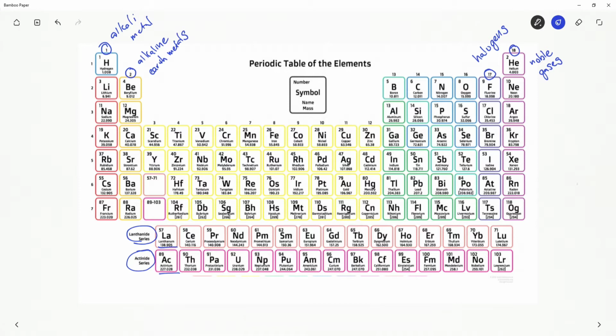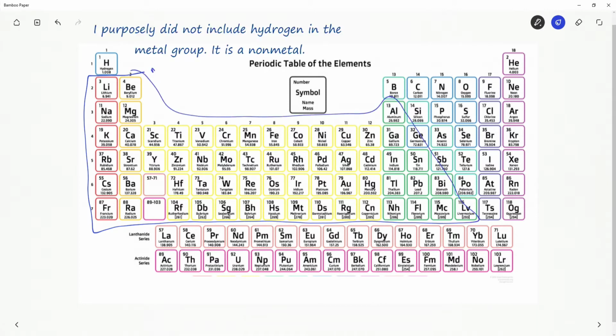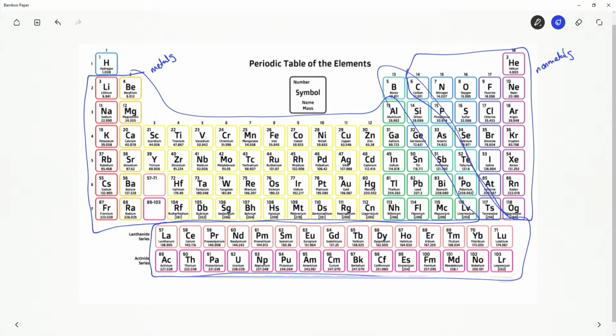I'm going to clear one more time and show you one more organization. We classify these elements on the left-hand side of the periodic table as metals. Some periodic tables will include the lanthanide and actinide series in that, and others will leave them in their own groups. On the right-hand side of the periodic table are your nonmetals. And in this transition in between are your metalloids.